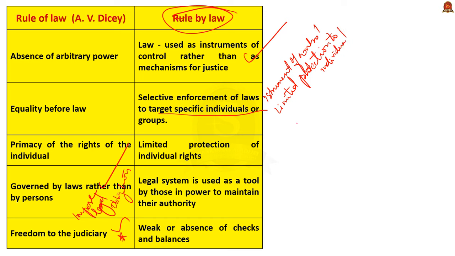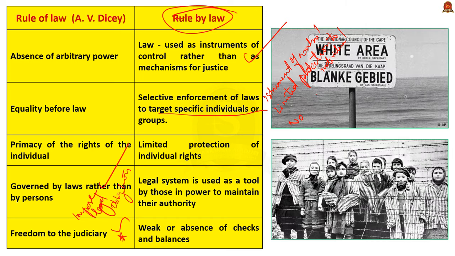For example, during the colonial era in India, Britishers used rule by law rather than rule of law. This is done to control the Indian subjects. Other examples include Nazi Germany putting Jews in concentration camps and thereafter sent them to the gas chamber. Then during the apartheid regime in South Africa, repressive and racial discriminatory laws against the black majority were sought to be justified on the basis of enacted laws. See, all these are examples of rule by law. So these are the major differences between rule of law and rule by law.